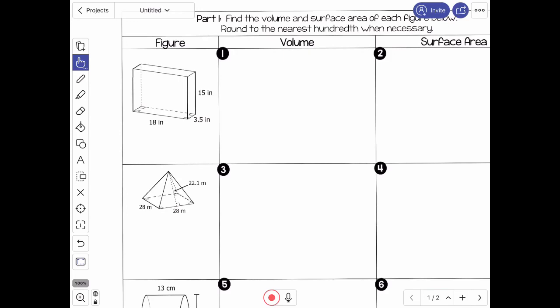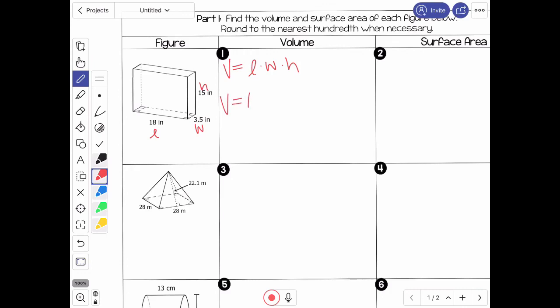So hopefully number 1 was pretty simple. That is just the volume of a rectangular prism. The volume of a rectangular prism would just be the length times the width times the height. So if this was my length, this was my width, this was my height, I'm just going to take all of those numbers and multiply them together. So 18 times 3.5 times 15 to get a total volume of 945. And now we are working with volume, so we're working with a 3D shape, so that's why it's inches cubed.